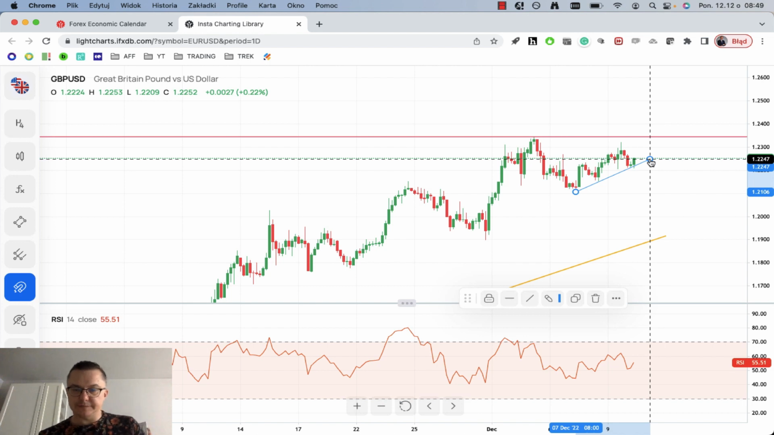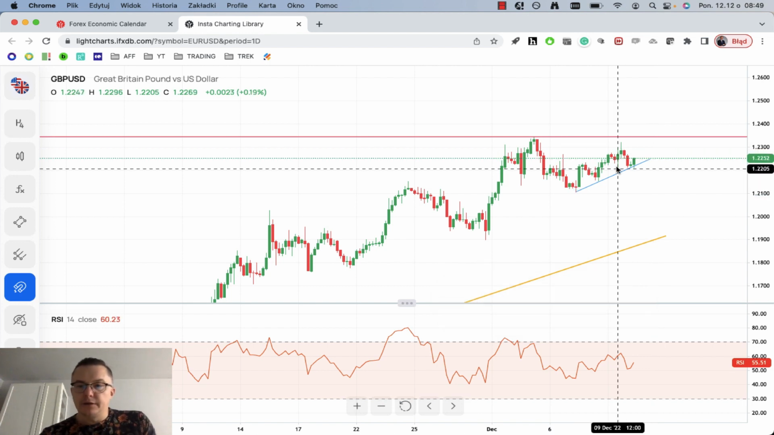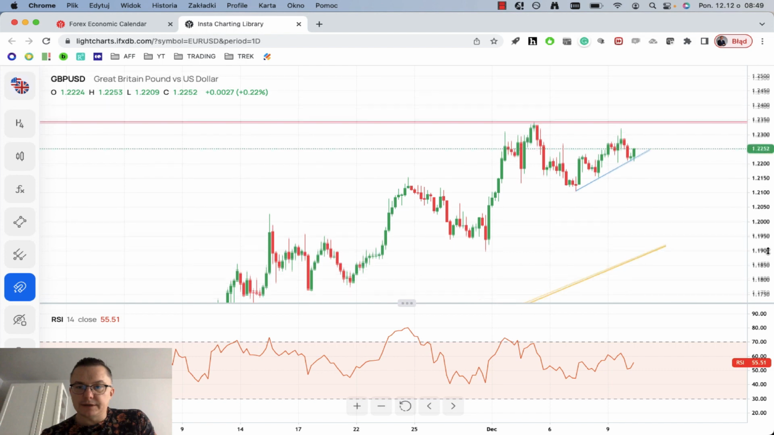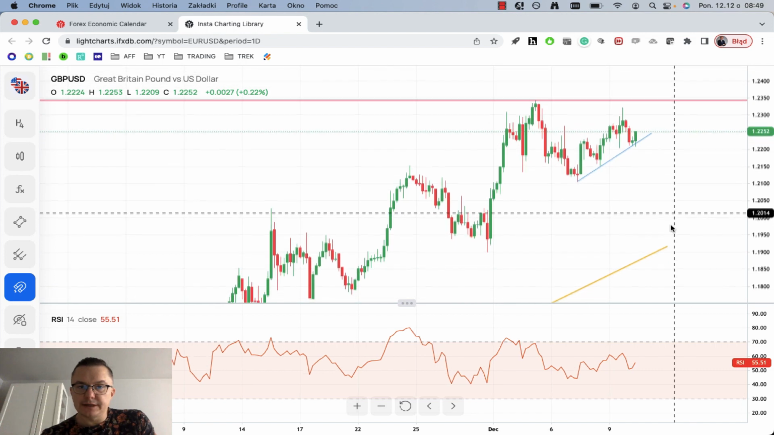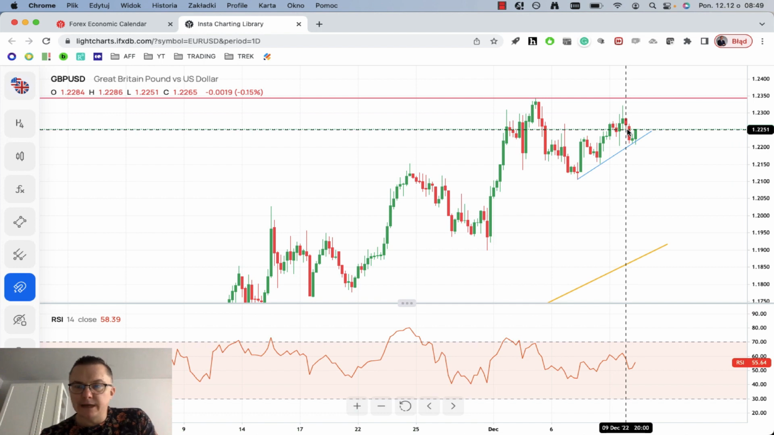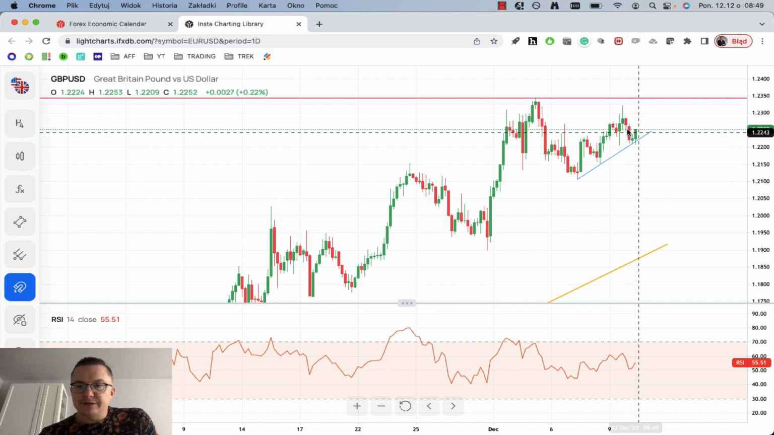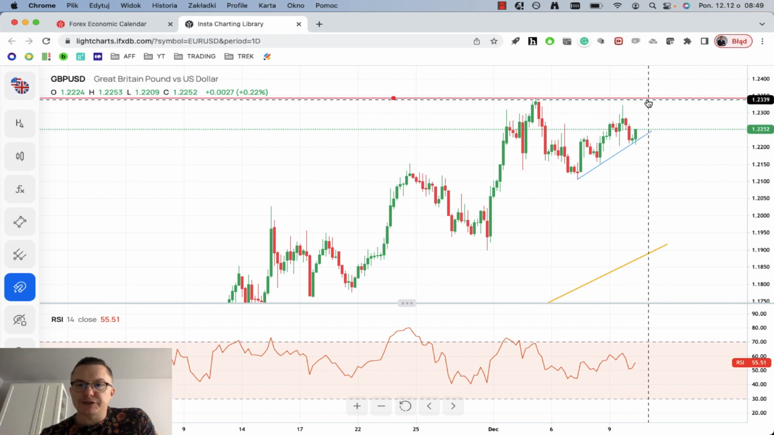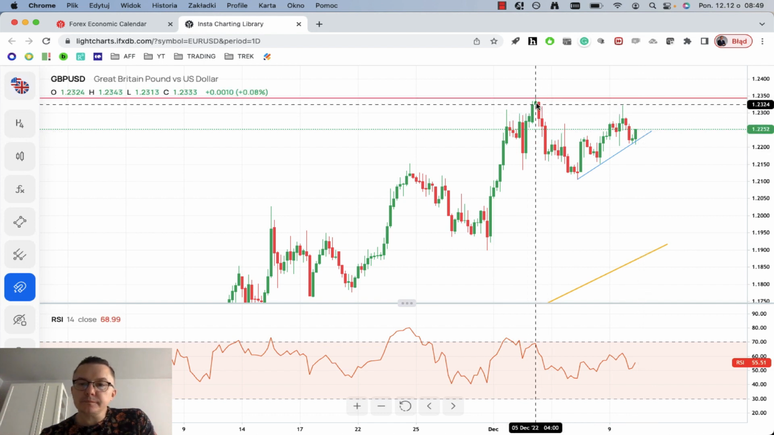If we take a look here, we can clearly see we got the short-term local trend line. Pound is bouncing up from this trend line, so there is a possibility of another extension to the upside in order to either test 1.2343 or provide some sort of other price or maybe even candlestick pattern on the 4-hour time frame.